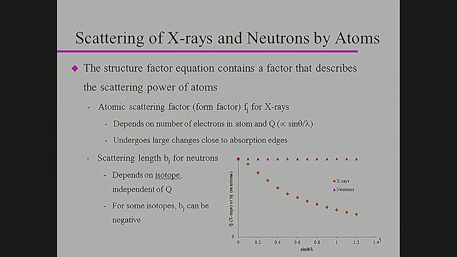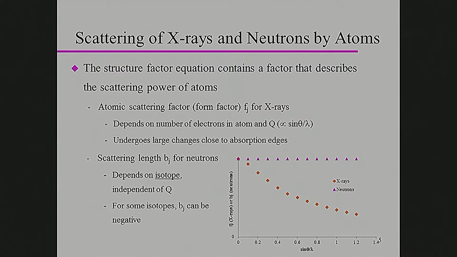For X-rays, we call it Fj, or form factor, and it depends on the number of electrons in the atom, but also on your sine theta over lambda, or Q, on your diffraction angle. It does undergo very large changes when you're close to an absorption edge, and especially in powder diffraction for certain types of experiments, we actually make use of that. For neutrons, we call the scattering power the scattering length Bj, and it depends on the isotope and is pretty much independent of Q.